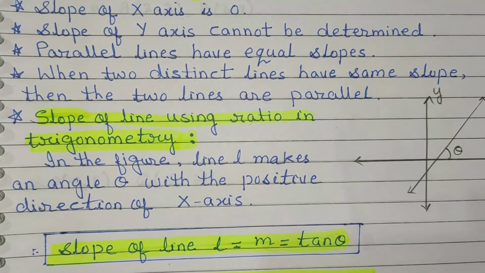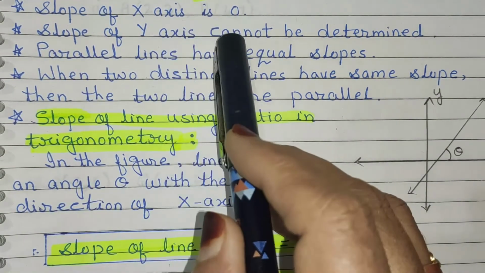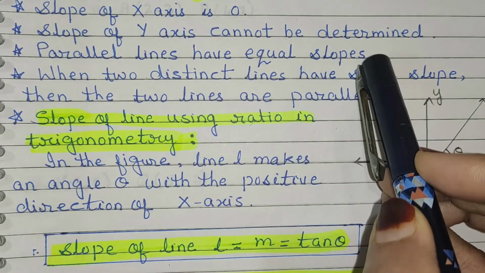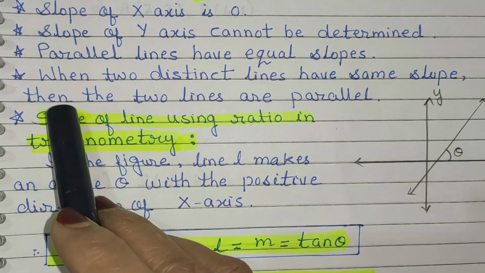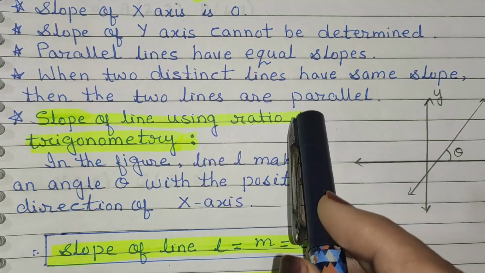Now, look here, some important points. First one is slope of x-axis is 0. Next, slope of y-axis cannot be determined. Parallel lines have equal slopes. Next, when two distinct lines have same slope, then the two lines are parallel.